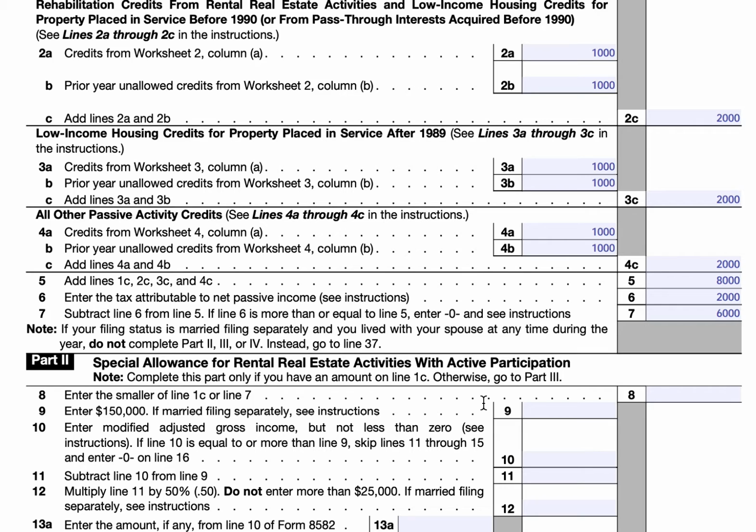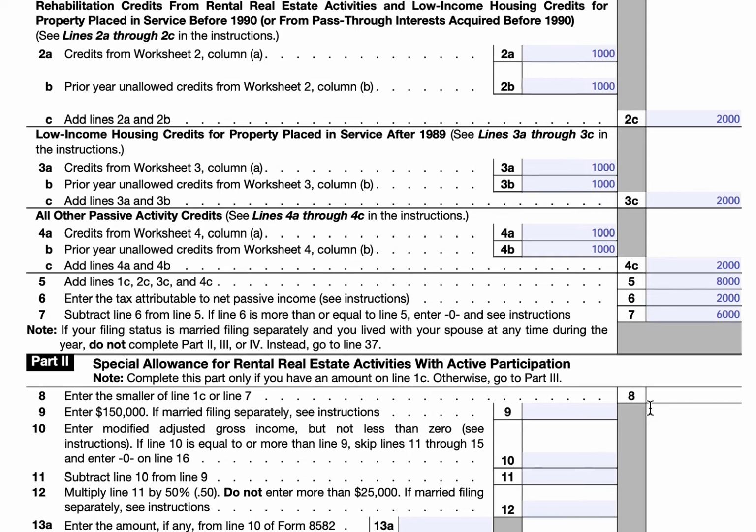So that's going to be what we calculate in part 2. Active participation simply means that you were able to make management decisions with respect to your rental activity. If you were part of approving new tenants, deciding rental terms, approving repairs or capital expenditures, and similar decisions like that, even if you had a property manager, you could still qualify as an active participant. The threshold for material participation is much higher. We go into a little bit more detail in our article.